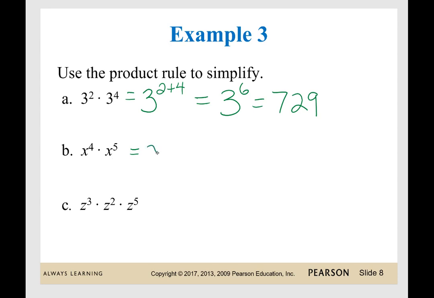Same thing in B. Notice we have the same base, so we're going to keep the base, and we're going to add their exponents. So this is x to the 9th. We do not have a numerical base this time, so we just leave it right there. x to the 9th power, there's nothing we can do.